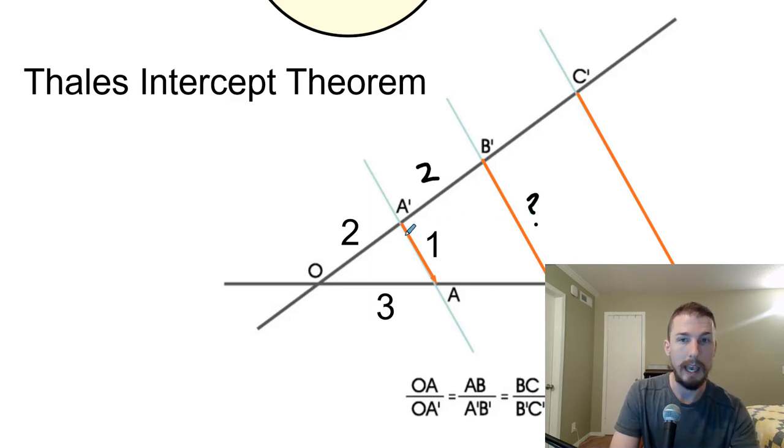So what's really happening? Well, in our small triangle, we have 2 and 1. So this side is half the length of that side. Then in our medium-sized triangle, we have 2 plus 2, which is 4. So this side is half of 4, which is going to be 2.